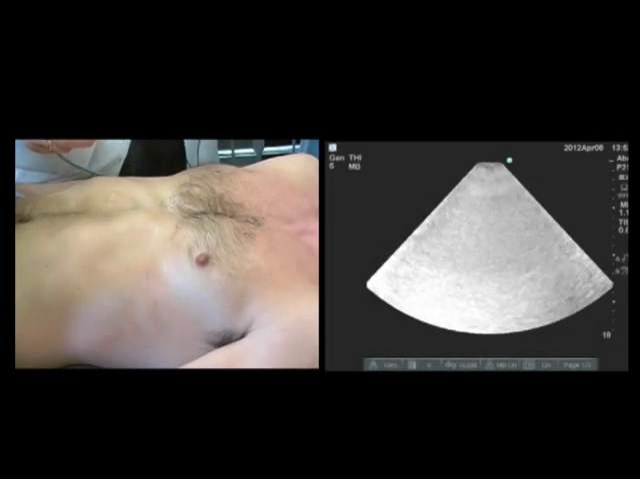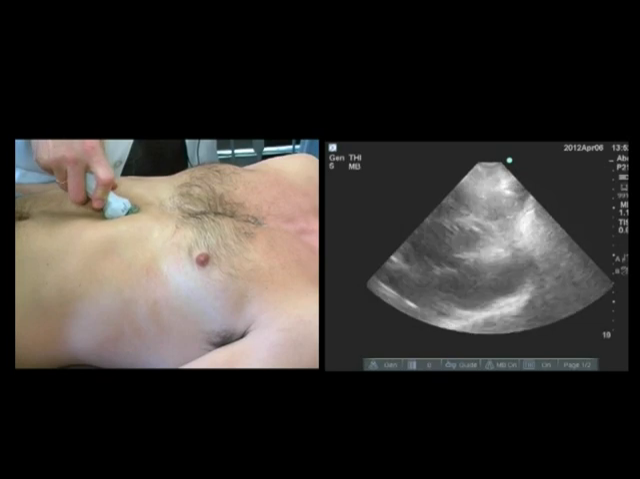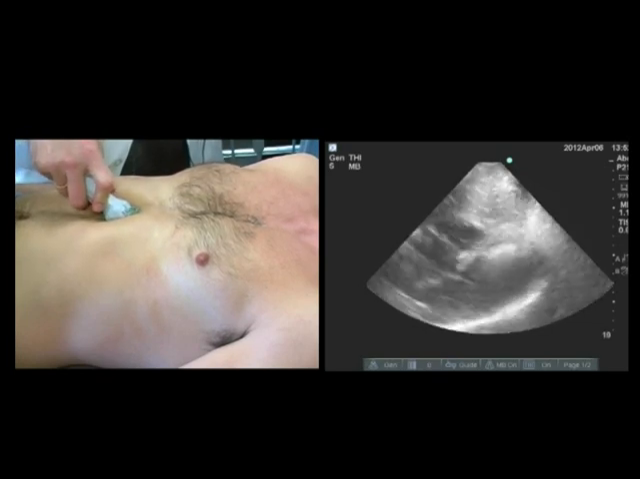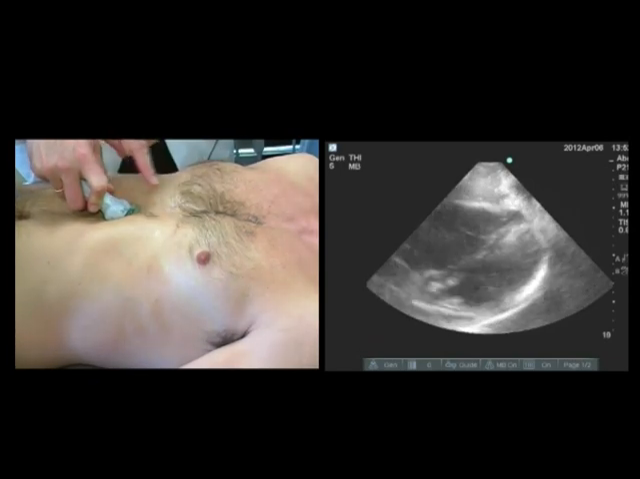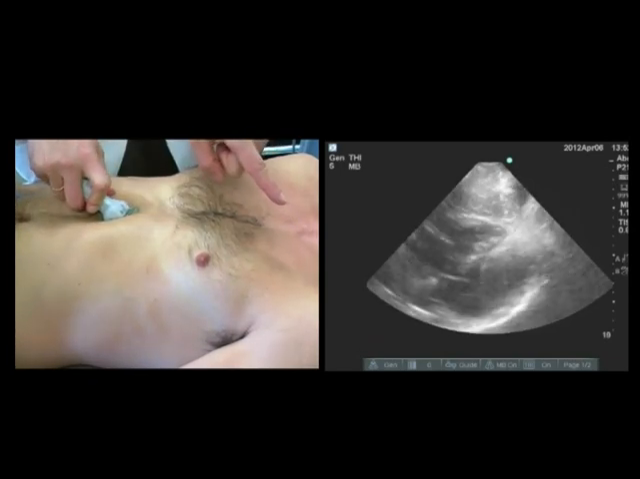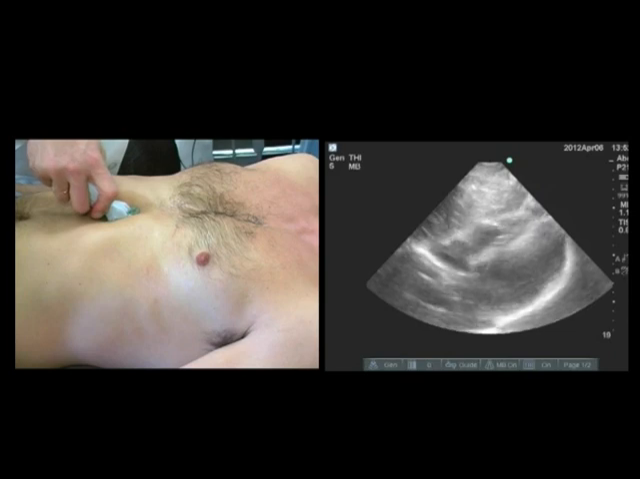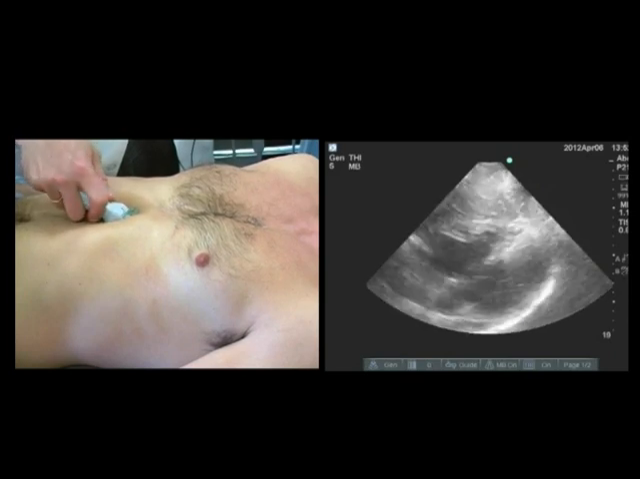The next view is the subcostal four-chamber view. Gently press the probe in the subxiphoid region with the index mark pointed towards the patient's left flank and the probe pointed generally towards the patient's left shoulder. Slide and tilt the probe until you visualize the heart.